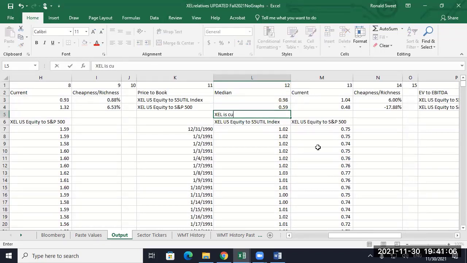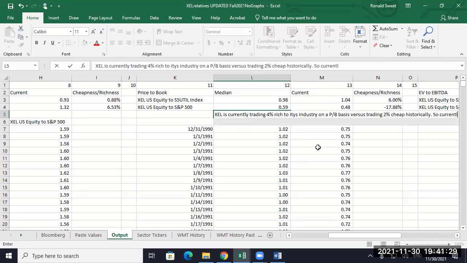XL is currently trading 4% rich to its industry on a price to book basis, versus trading 2% cheap historically. Currently trading 6% rich to history, with all kinds of typos.